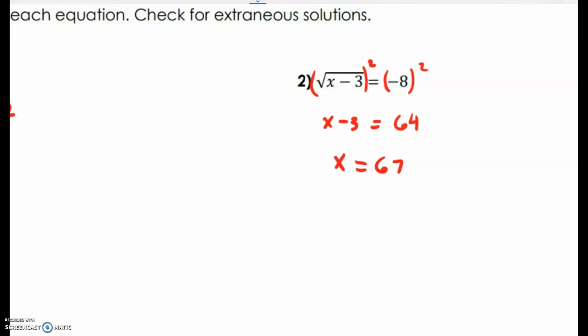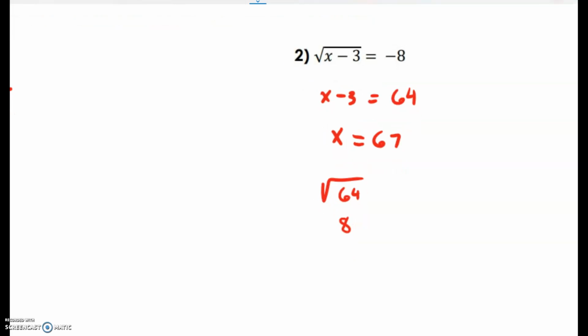Alright, so now let's just plug this one back in to make sure that everything's looking good. Plugging it back in, I have the square root of 67 minus 3, which is 64, and if I take the square root of that number, I get 8. But the other side says negative 8. So this 67, that's what I found x to be, but we just see that that's an extraneous solution. It doesn't work. So I'm going to put that down. This is an extraneous solution.